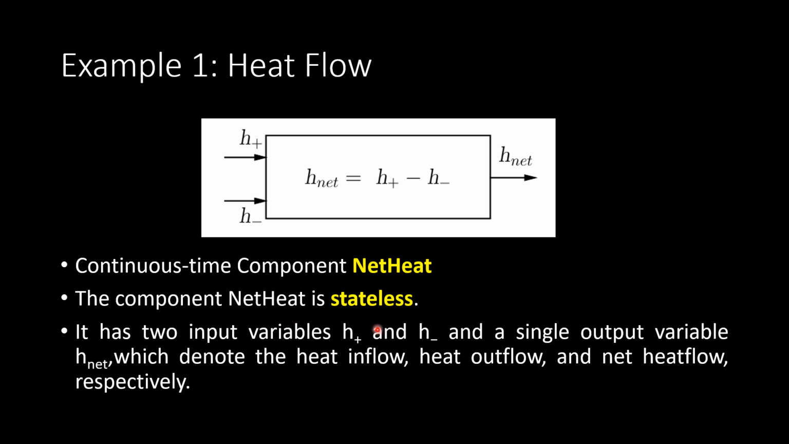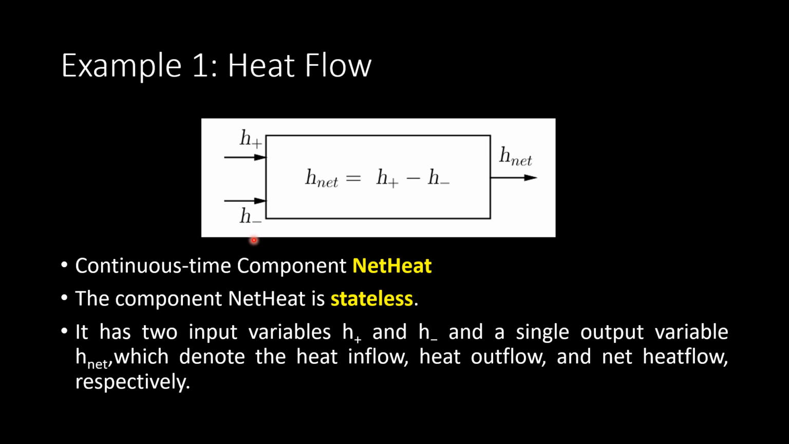The component is stateless. It has two input variables H plus and H minus and one output variable called H net. H plus denotes the heat inflow, H minus denotes the outflow of the heat, and H net defines the net heat flow. These are the two input signals and one output signal. So this component calculates the difference between the inflow and outflow and gives that as an output named net heat flow called H net. So now we are going to convert these into signals.